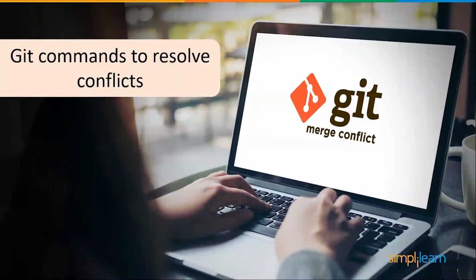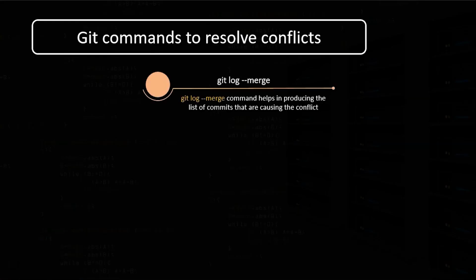Now, the various git commands which we can use to resolve the conflicts. git log --merge is a command which helps us list all the commits that are causing the conflict. If at any moment your merge fails and you want to see which commits are causing the issue, you might ignore some commits which are not that important, or you can manually override the content so that the conflicting data can also be added, and whatever changes you are trying to add should also be modified.